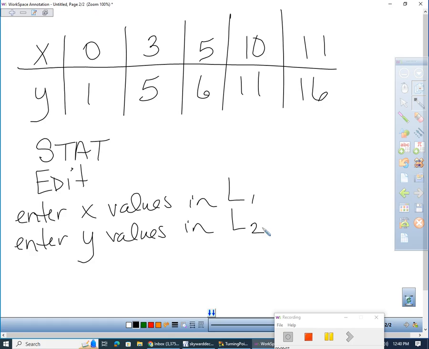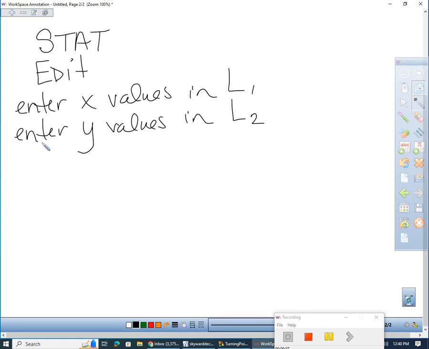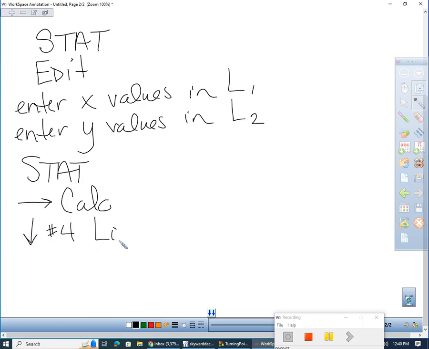Okay, the next thing we're going to do is hit stat again. Push 1 to the right to calculate. And then you're going to go down to number 4, which says line reg. That means a regression line.